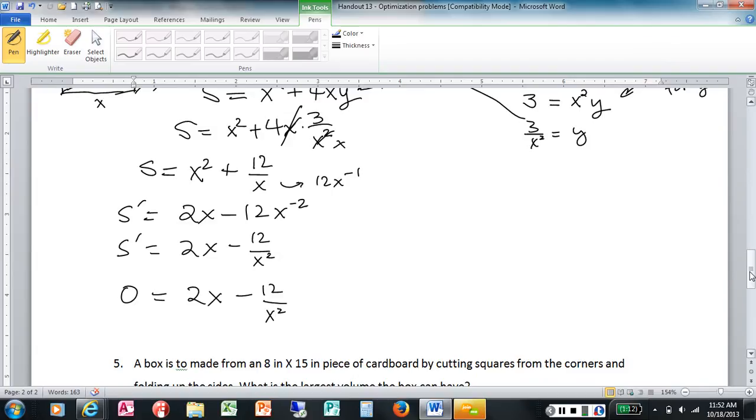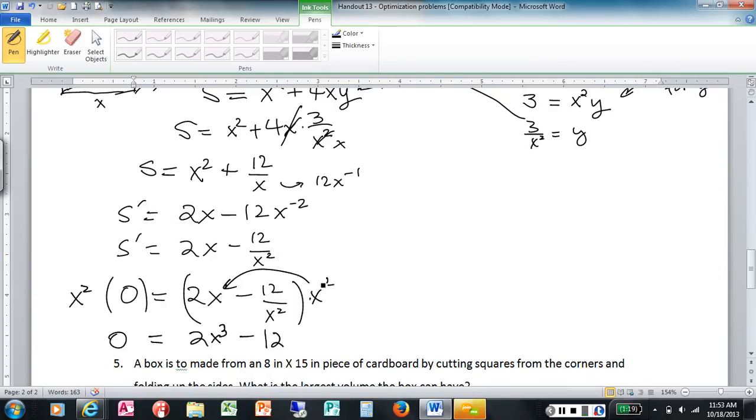Multiply everything by x squared, both sides, by x squared. So this side will be 0. This side will be 2x cubed minus 12, won't it? Because x squared times 2x will be 2x cubed, and then x squared times minus 12 over x squared, the x squareds cancel out, so it's just minus 12. So I have 2x cubed minus 12 equals 0. Add 12 and divide by 2. So x cubed is 6.